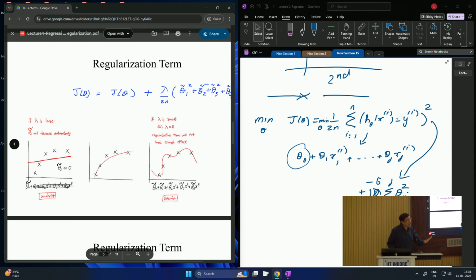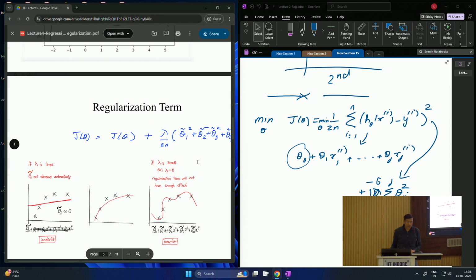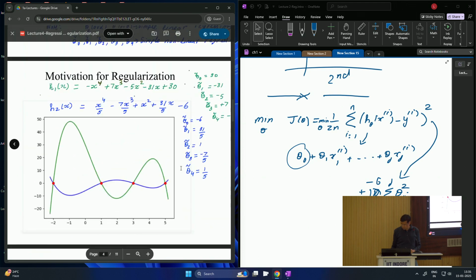So is everybody clear why we are adding theta squares on the right side of J theta? So that we can bring the nonlinearity down by changing the theta values. Is that okay? Doubts? Yeah, please. Correct. Only for overfitting. Like I said, when you end up with underfit, oh, we are already out of time.